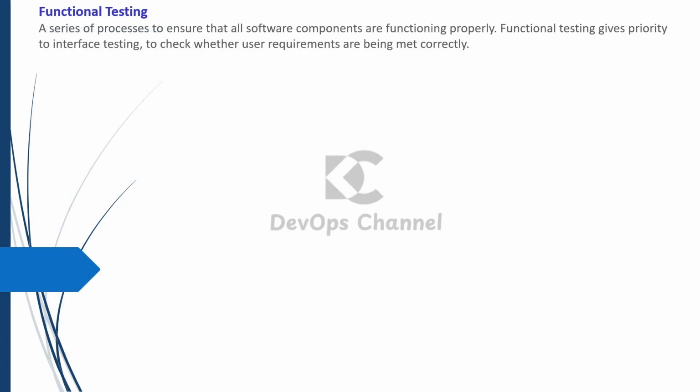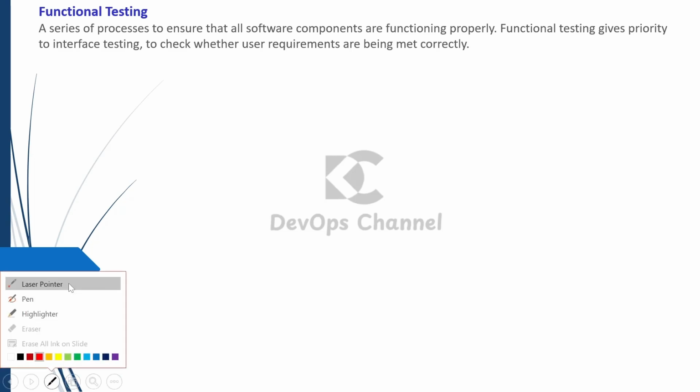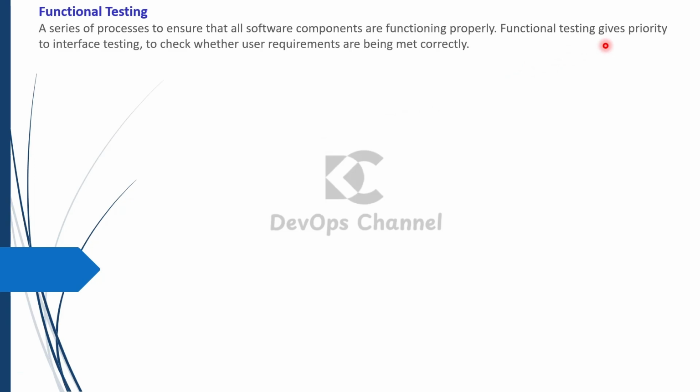Now, functional testing, a series of processes to ensure that all software components are functioning properly. Functional testing gives priority to interface testing to check whether user requirements are being met correctly or not. So these can be limited to any specific functions also. They don't need to be run on a specific application or the whole application.